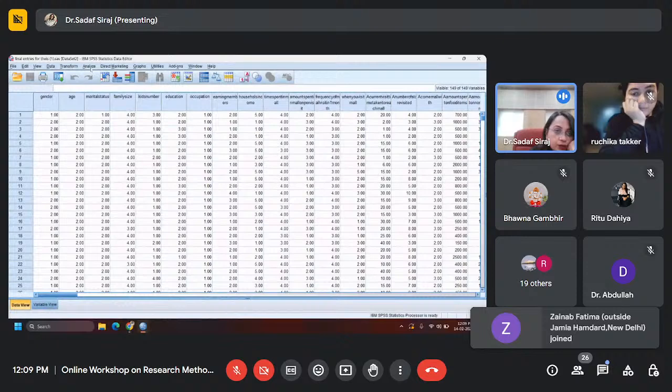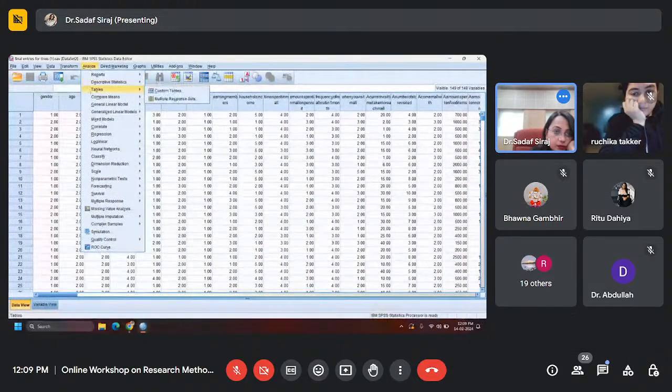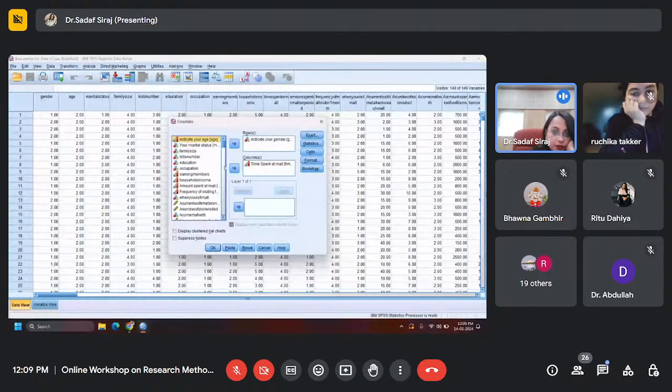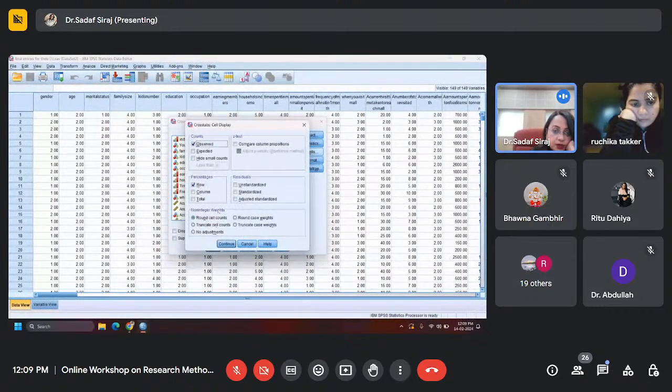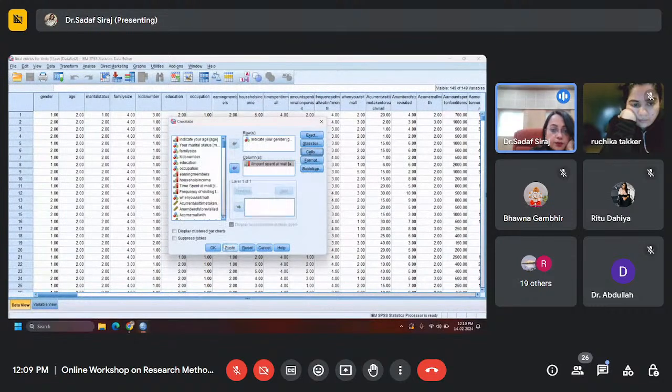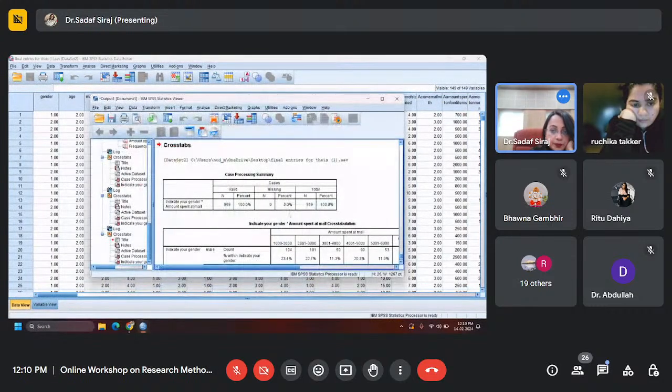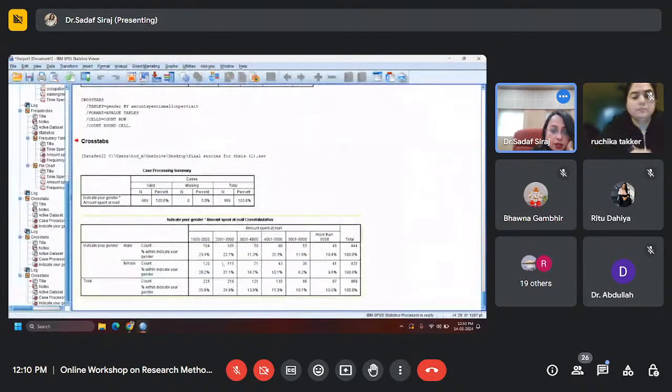Here I go to analysis, descriptive, cross tabulation, and now instead of time spending behavior, I'm interested in knowing the amount of money they are spending there. And as I said, I'm also interested in having the percentages. So the row-wise percentages, it is done. Continue. Okay. So now it is showing me how males and females are behaving in terms of amount spending behavior.